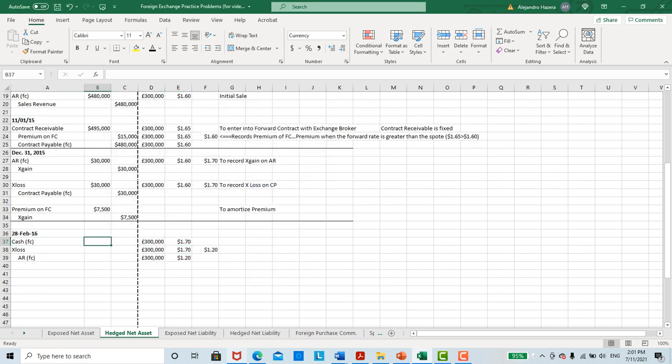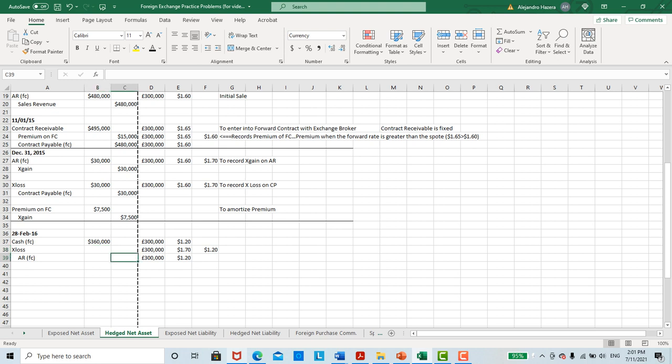Okay, so the value of the cash that we get today is going to be based on $1.20 because we're going to receive directly from our British customer 300,000 British pounds, and those have gone down in value, like the last time, of 360,000. This is the same journal entry as last time.